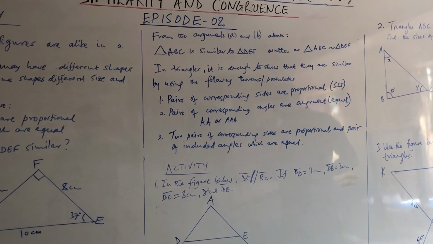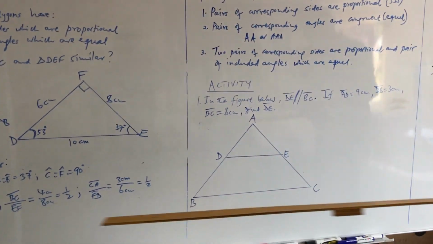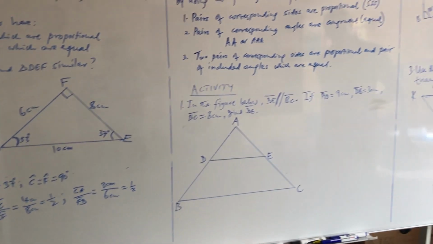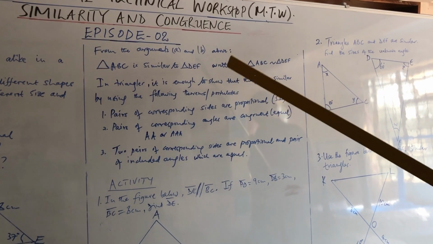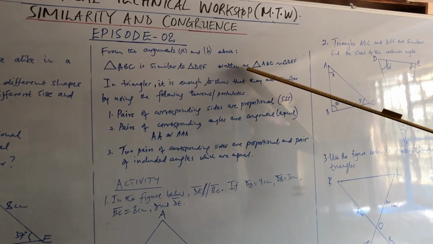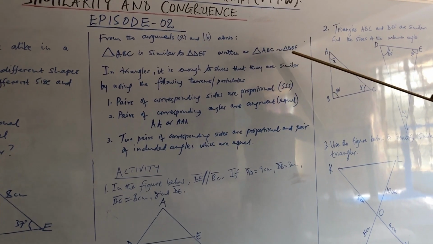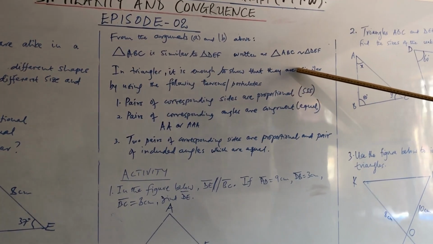Now from these two arguments, A and B above, we may say that triangles ABC and DEF are similar from the fact that the corresponding angles were equal and the corresponding sides were proportional. And triangle ABC is similar to triangle DEF, which is written as triangle ABC ~ triangle DEF. This symbol here represents "is similar to".